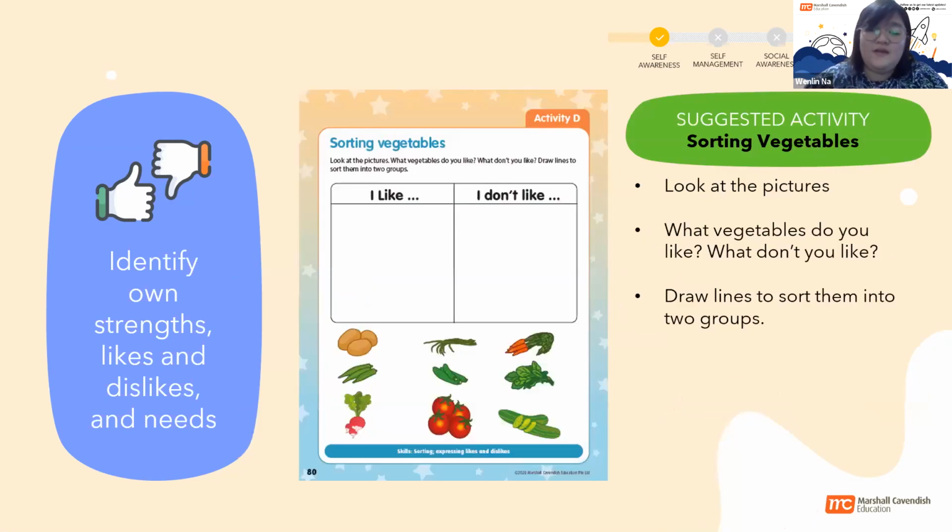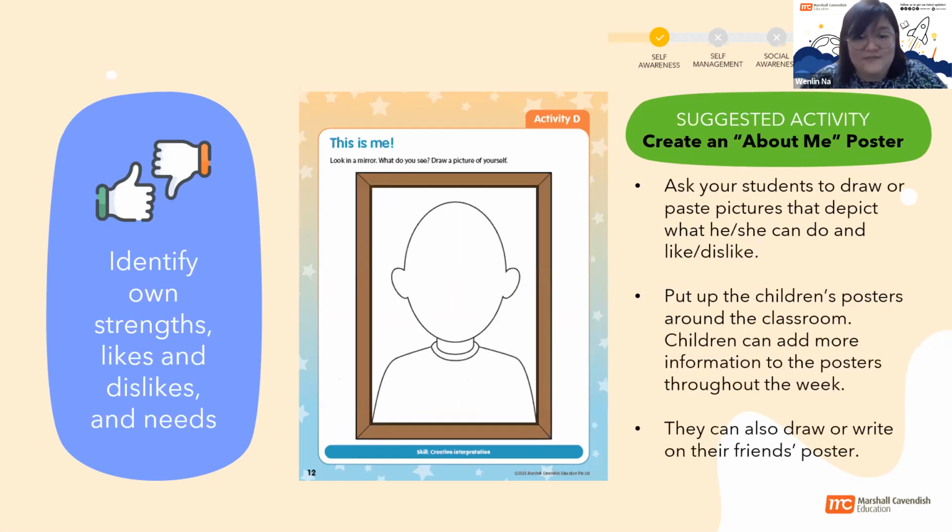Okay, so we have some other examples as well. This is an example of an activity from our activity book called Sorting Vegetables. We can see in this simple activity, we have 2 tables, I like and I don't like. We can elicit responses from our students, asking them to identify whether they like or don't like a particular vegetable, and then help them to understand the reasons as well. They must be able to articulate their responses, and this is part of identifying their likes and dislikes.